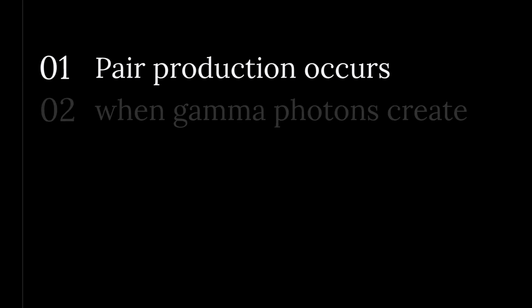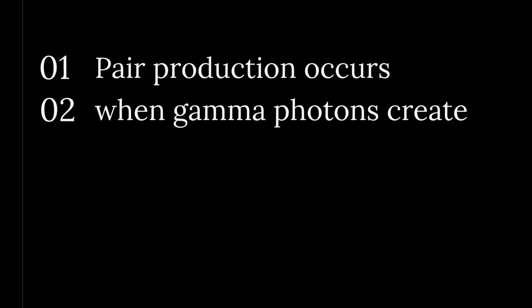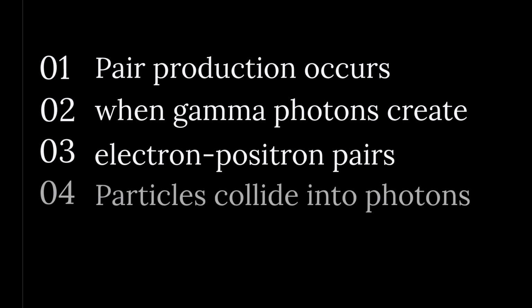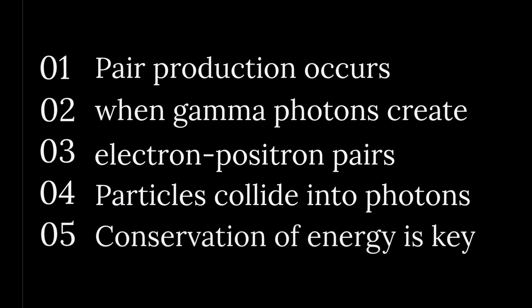Pair production occurs when gamma photons create electron-positron pairs. In annihilation, these particles collide, converting back into photons. Energy conservation is key in these processes. Momentum, charge, and other quantities must also be conserved. Violating these laws makes reactions forbidden.